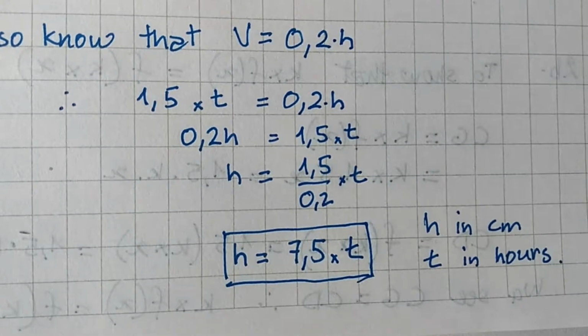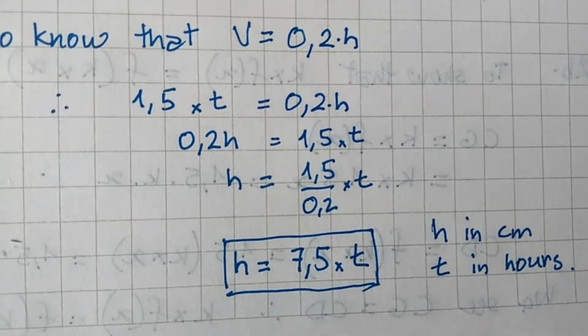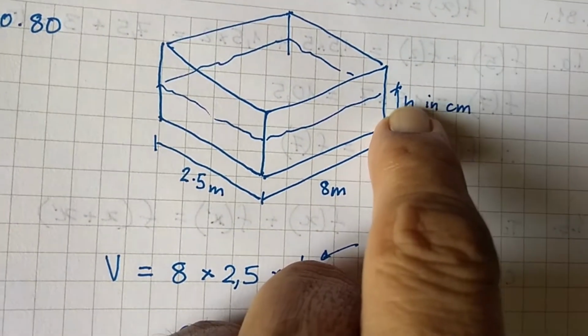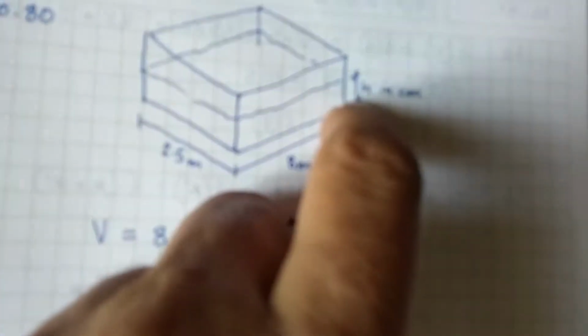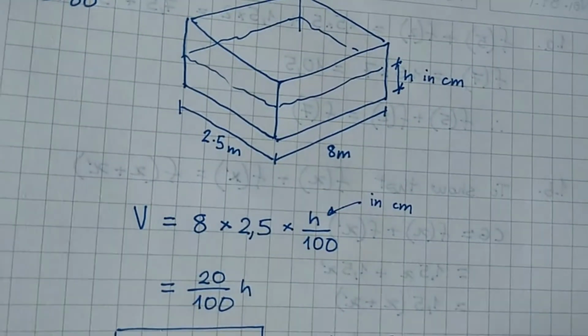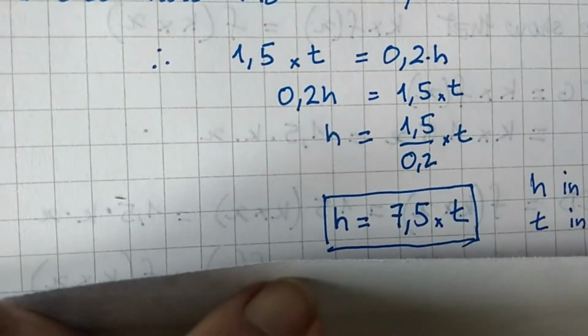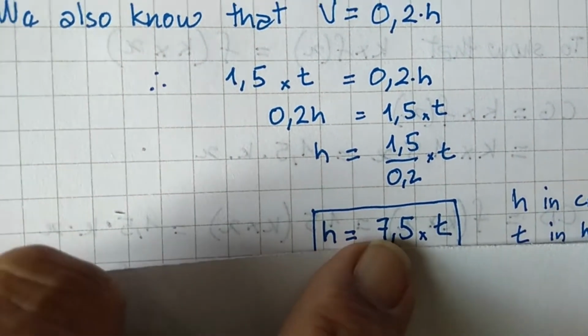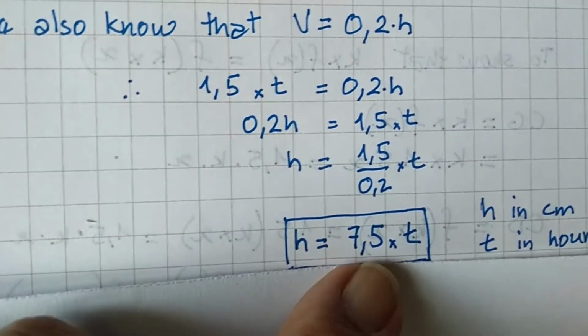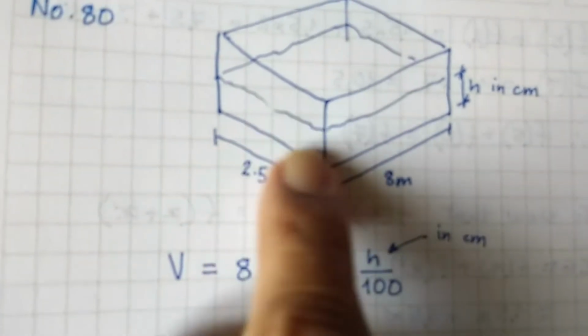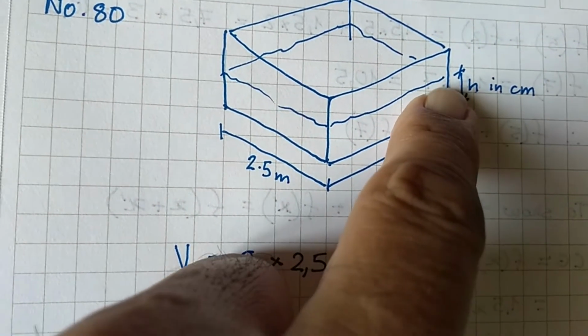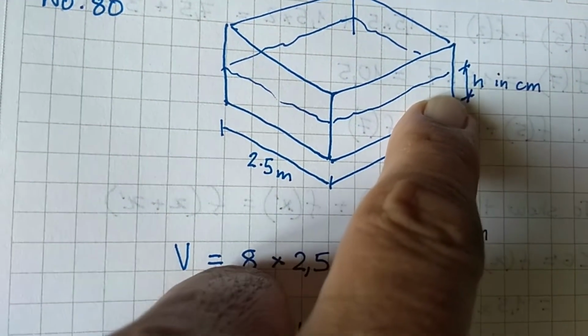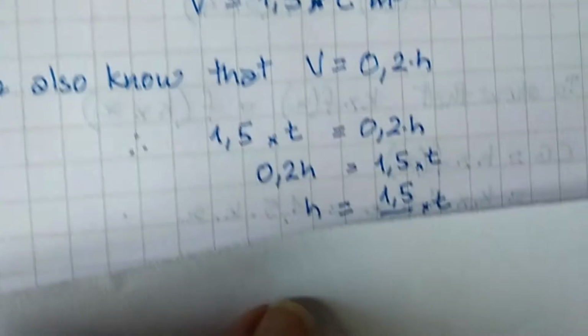So suppose I say that I'm running the pump for 2 hours, what will be the height of the water in the pool? Not height of the pool, height of the water in the pool. So we know here h is equal to 7.5 into T, multiplied by 2, that is 15. 15 what? 15 centimeters. So after 2 hours of running the pump, I will have 15 centimeters of water in the pool. This is the answer that we were looking for.